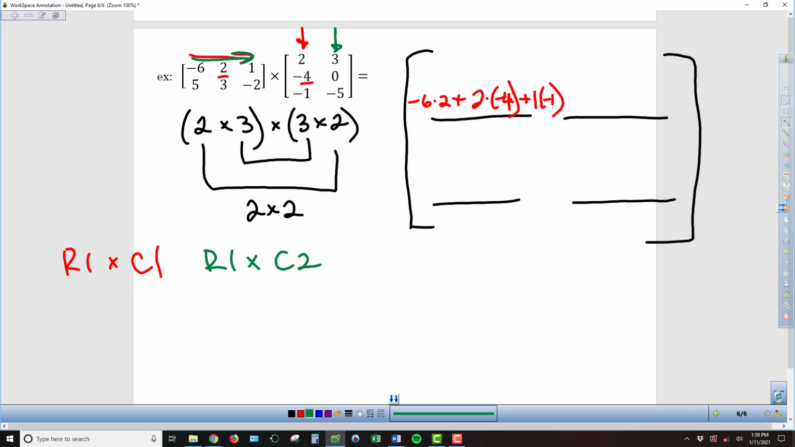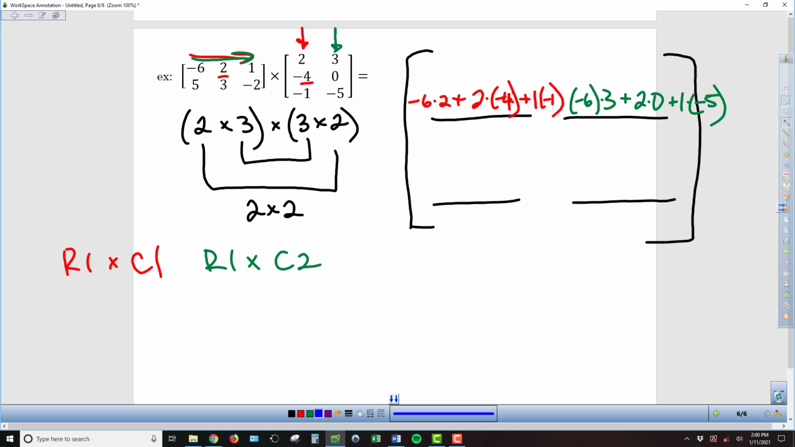Then I'm going to move across and do row 1 times column 2. So we'll be going down that column this time. So it's -6 times 3 plus, and then moving across the row, 2 times 0, and then one more time across the row, 1 times, moving down the column, we've got -5. So that takes care of row 1 times each of the columns.